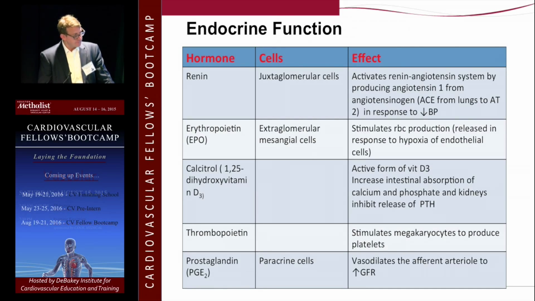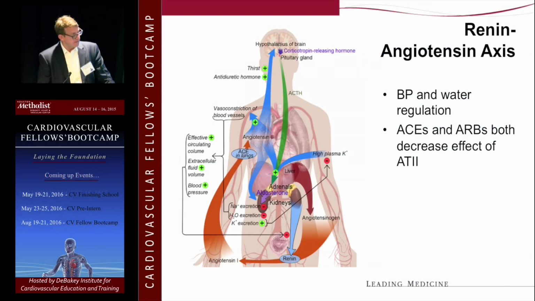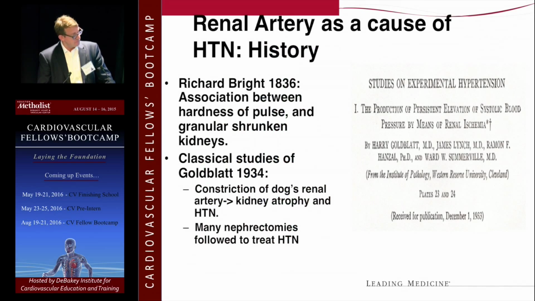Kidneys also have an endocrine function. The main hormone they secrete that's important is renin. We'll talk a little bit about that now. As you know, the renin-angiotensin axis is really responsible for maintaining volume and blood pressure. Interesting history here in this area.